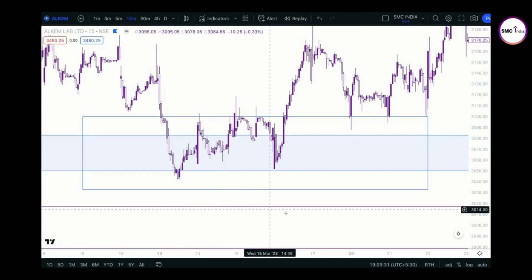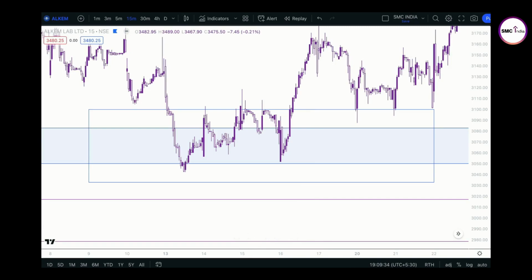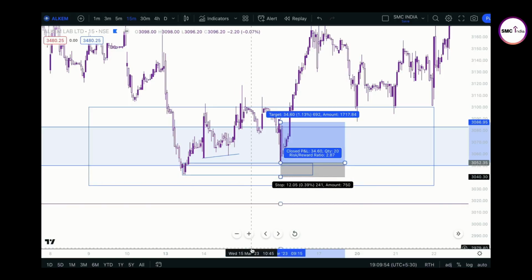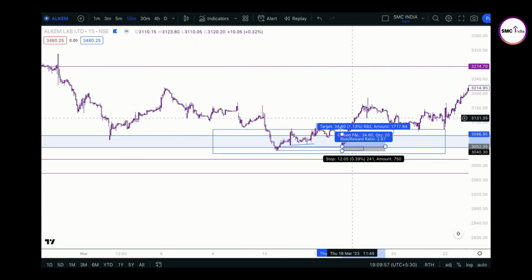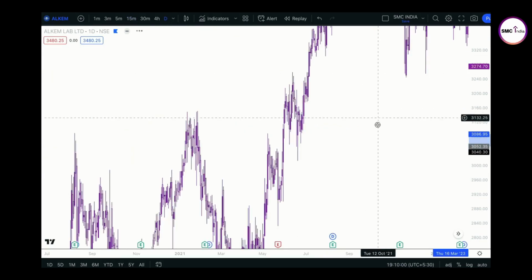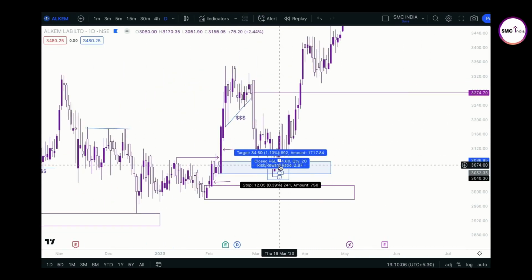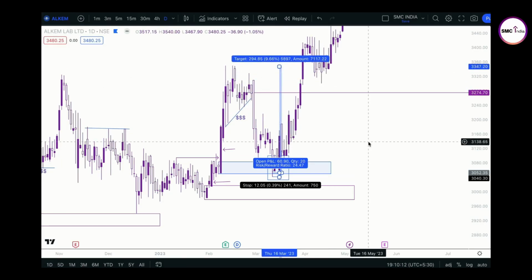And while creating this change of character, you could see that there is this clean order block down here before this massive move up, and there is liquidity down here. So what you do is that you place your trades there, putting stop loss below this level, targeting this high for initial profits and this high for major profits.